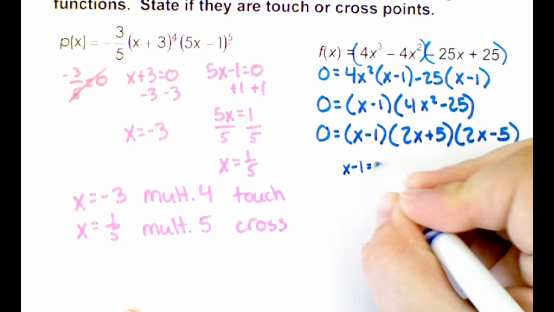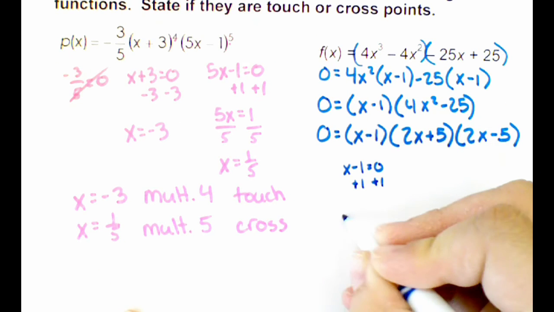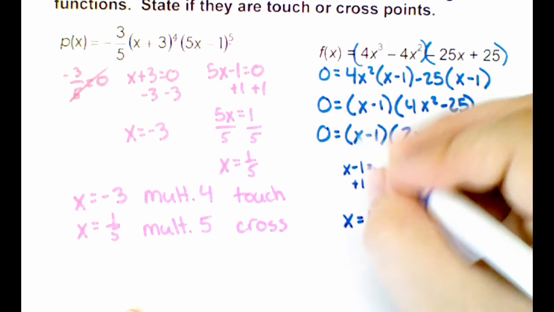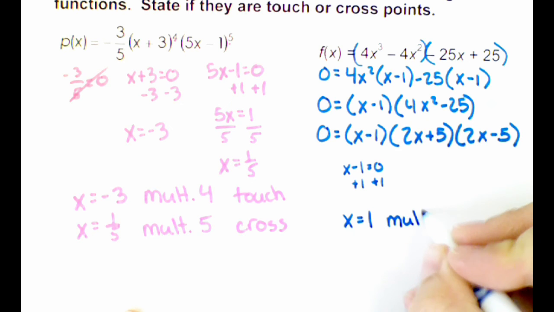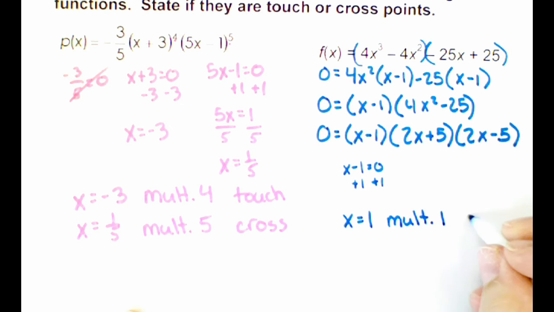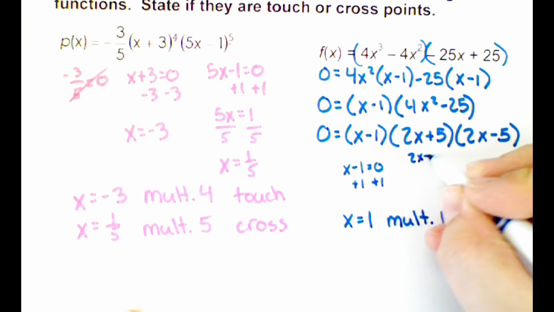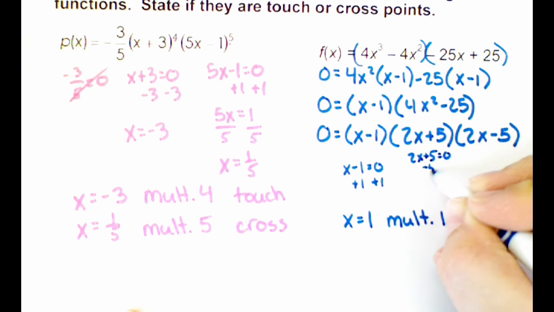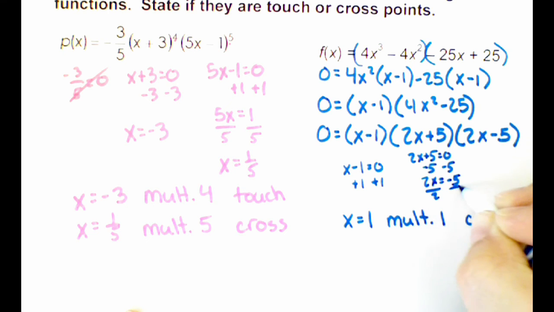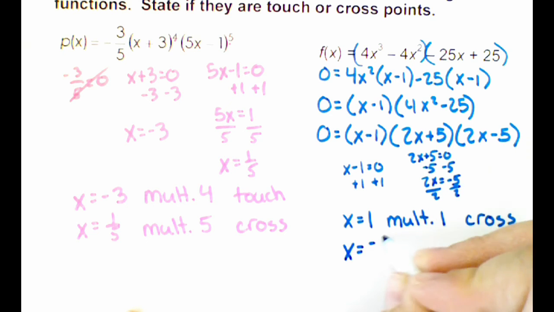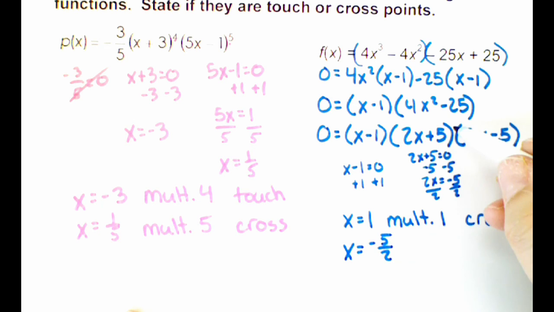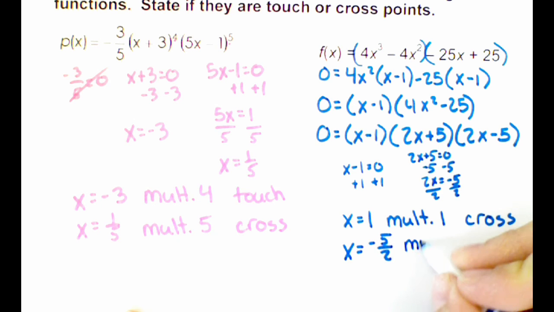X minus 1 equals 0, gives me x equals 1. The exponent on that was 1, so it's got a multiplicity of 1, and that means it is a cross point on the x-axis. If I set 2x plus 5 equal to 0, subtract my 5, I get 2x equals negative 5. Divide by 2. I get x equals negative 5 over 2. The exponent on that factor was a 1. Remember, an invisible 1. So it's got a multiplicity of 1, which means it is another cross point.